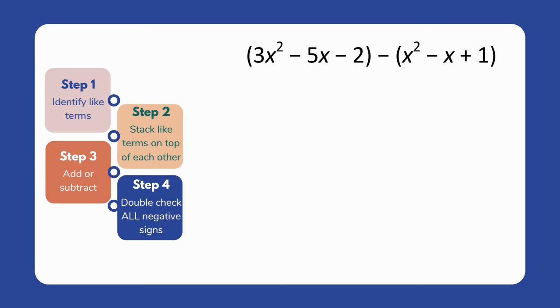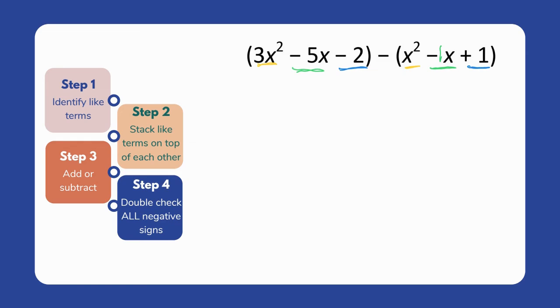All right, let's do one more quick example where this time we need to subtract. So I'm going to identify first my like terms. 3x squared is like terms with 1x squared in the other parentheses. Negative 5x squared is like terms with negative 1x squared. I have an invisible negative 1 right there. And I have negative 2, which is like terms with positive 1.